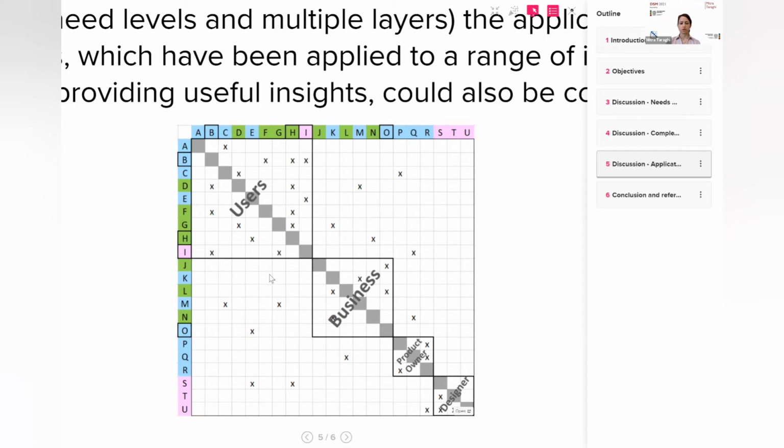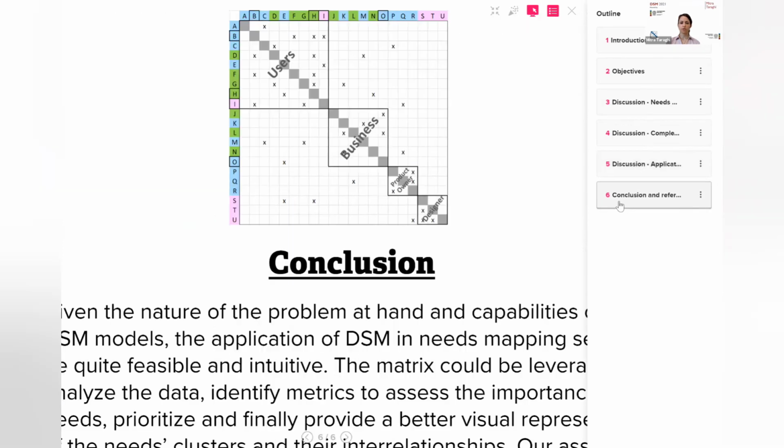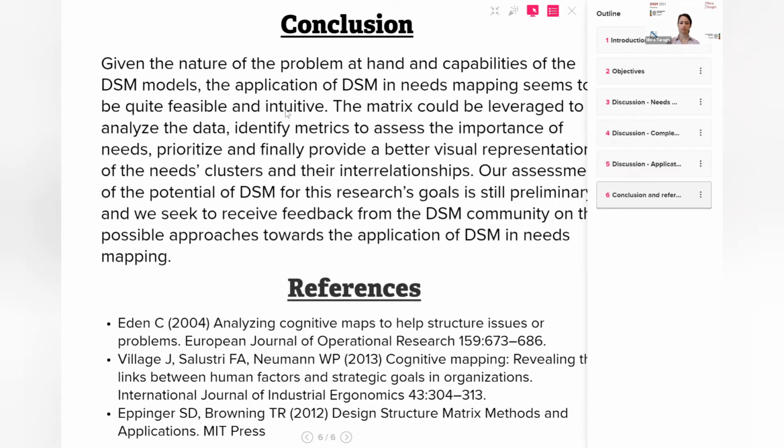And my idea here is to find out a way, maybe combine this somehow with subjective judgments from the team, or even coming up with some sort of an algorithm that could give me the impact levels on our final values for each of these needs and requirements. And to this end, our assessment of the potential of DSM for this purpose is preliminary, and I'm looking forward to receiving your feedback and your comments in this regard.